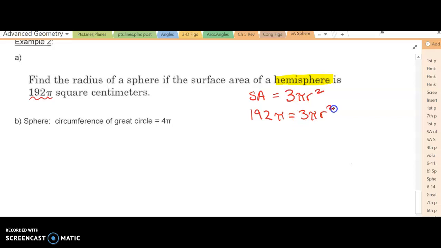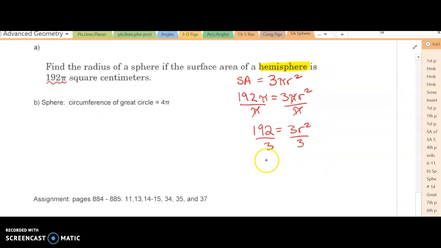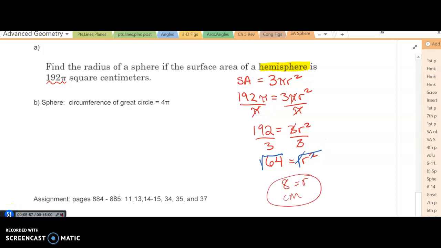So to solve this, my first thought is let's get rid of those pi's. So I'm going to divide both sides by pi. And now I just have 192 equals 3r squared. So I'm going to divide by 3. So that comes out to 64. And then the last step, just square root that to get rid of the square on r. And r equals 8.